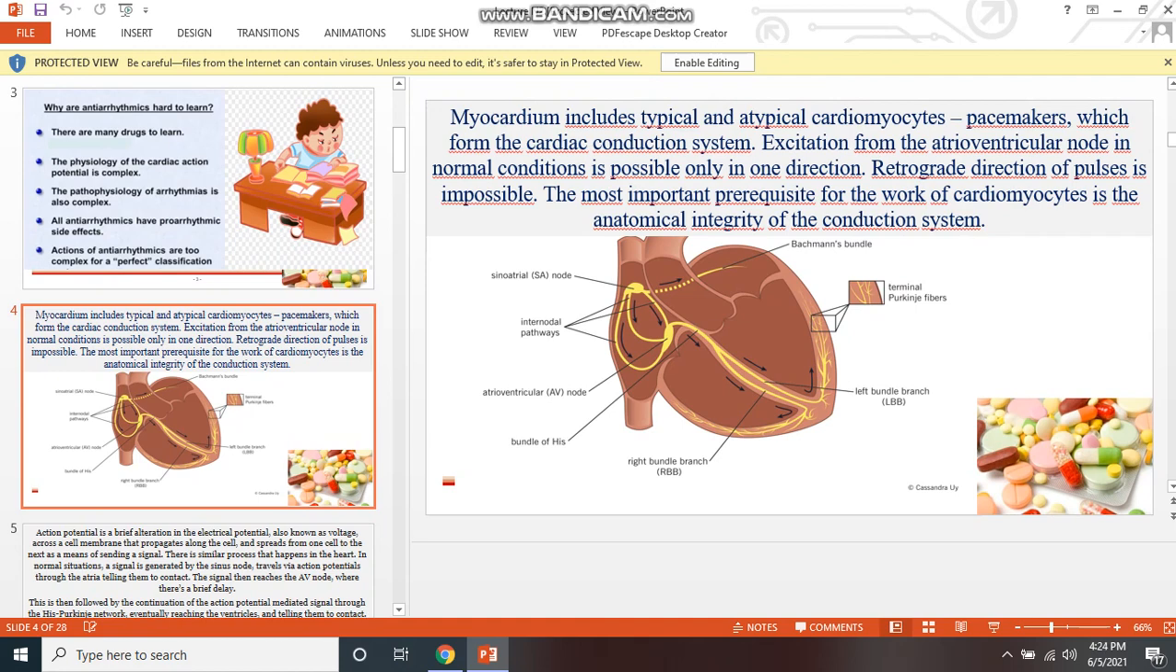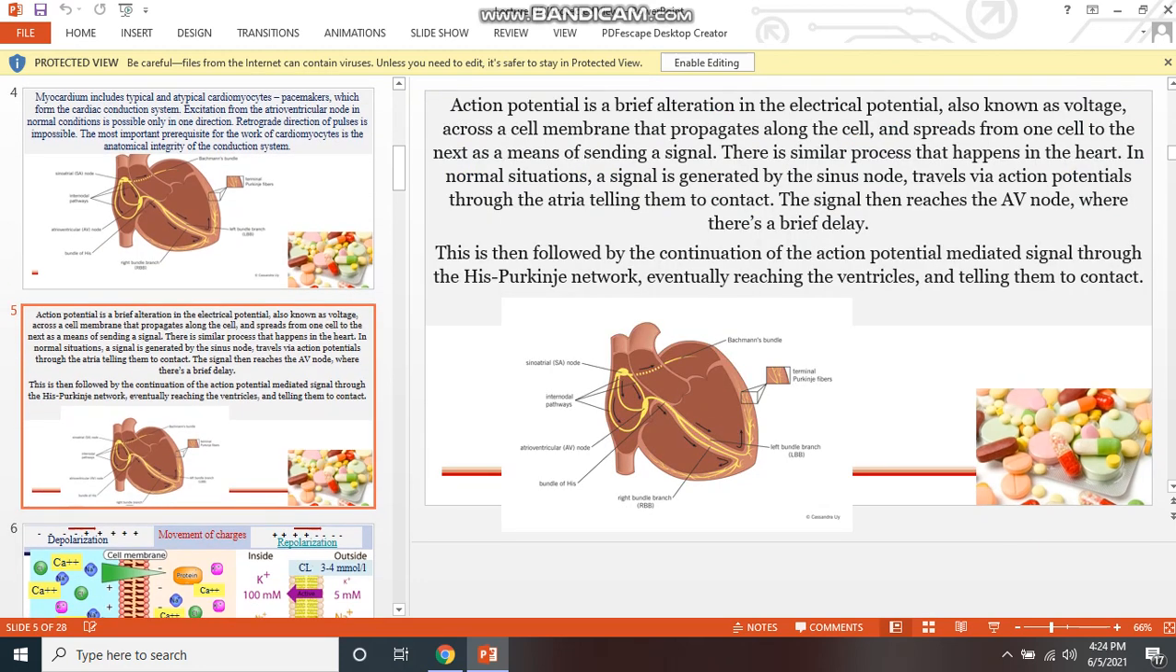In this picture you can see the Bachmann bundles, left bundle branch, right bundle branch, and bundle of His at the AV node. These are myocardium bundles. Action potential is a brief alteration in the electrical potential, also known as voltage, across a cell membrane, that propagates along the cell and spreads from one cell to the next, as if sending a signal. There is a similar process that happens in the heart.